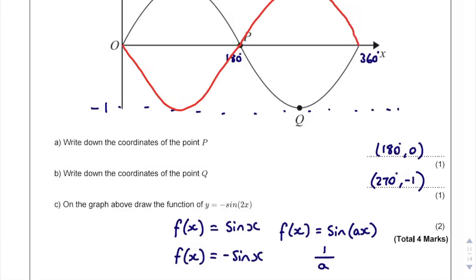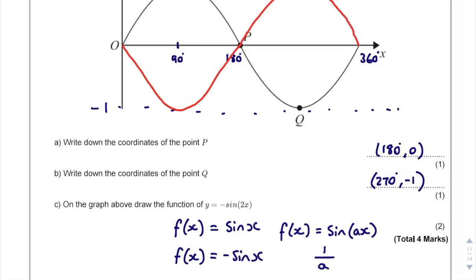So if I'm going to halve my x values, half of 0 is 0, so it's still going to be going through the point 0, but the next point that sine x goes through is 180, but if we're halving that, the next point it's actually going to go through is 90. And then the next point it goes through after that is 360. And half of 360 is 180, so it's actually going to go through 180 as well. But then we've got to think about the x values past 360. So this oscillation of sine x keeps on repeating.